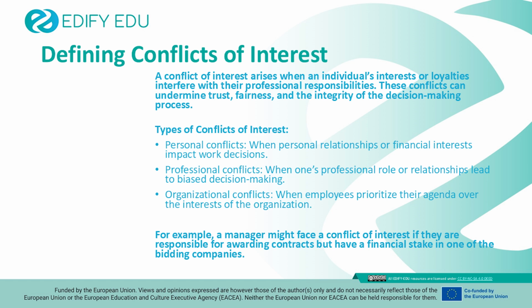Types of conflicts of interest include personal conflicts, when relationships or financial interests interfere with objective decisions. Professional conflicts, when one's professional role leads to biased actions or decisions. Organizational conflicts, when personal agendas override the best interests of the organization.